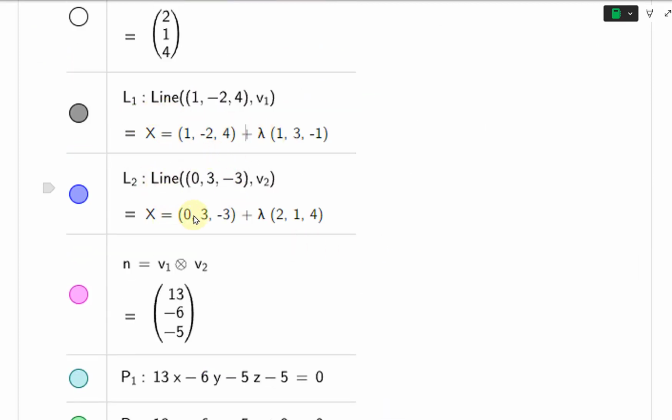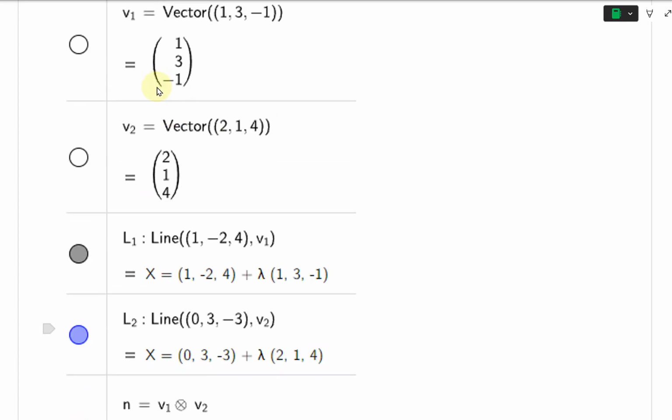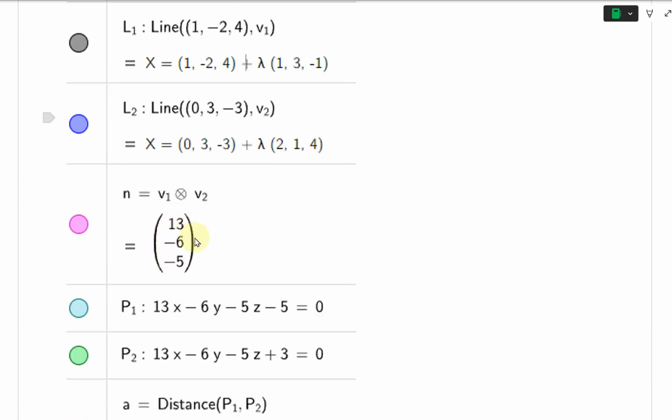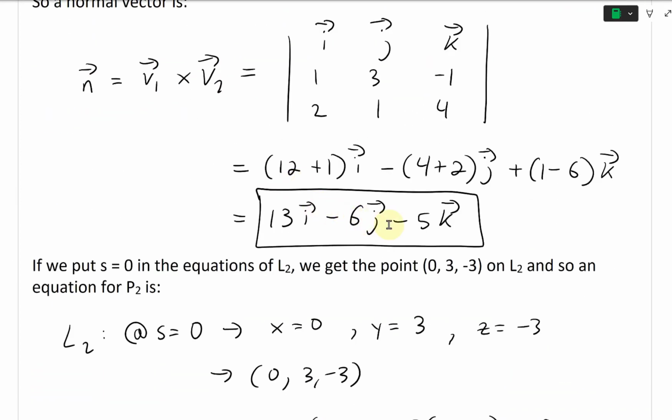There's a second line, and the second line is 0, 3, negative 3, and there's 2, 1, 4, the direction vector there. Anyways, and then there's a cross product. I did a double check of the cross product V1, V2. So there's the V1, V2, and we get 13, negative 6, negative 5. So you can even do a cross product check as well. It's 13, negative 6, negative 5.